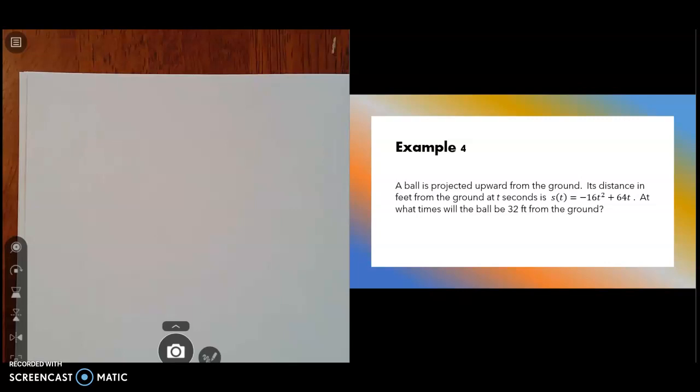Hi, welcome back to section 11.5. Next thing we're going to look at is projectile problems. And really this could work for anything that you're given a formula for. But we're specifically going to look at projectiles.